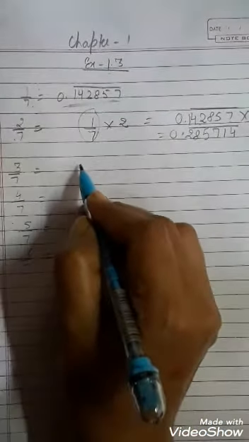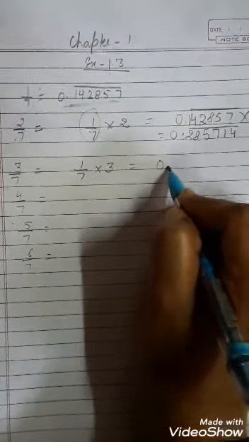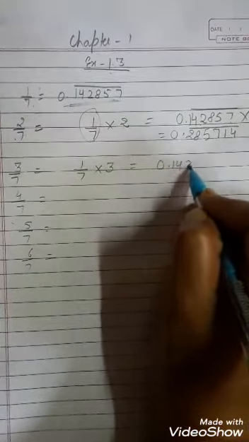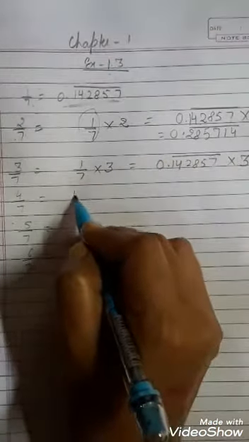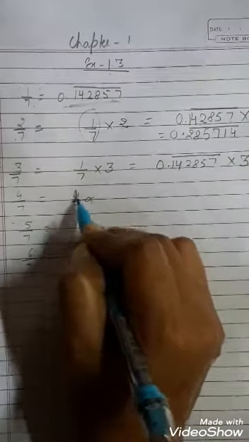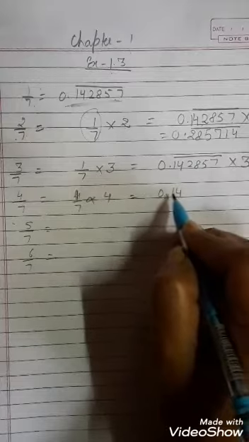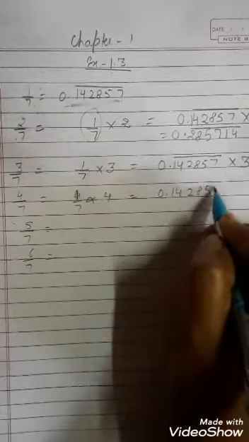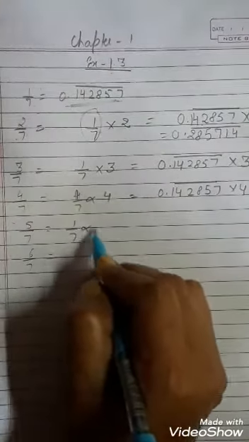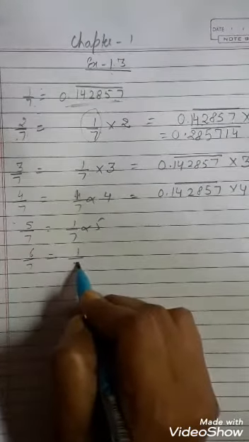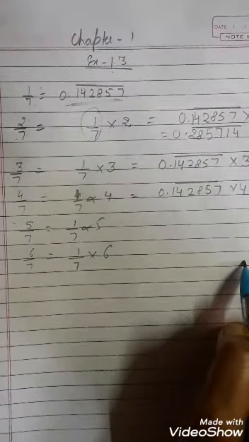Same for 3 by 7. We can write 3 by 7 as 1 by 7 multiplied by 3. So 1 by 7 we already have, 0.142857 bar, multiplied with 3. Same for 4 by 7: we can write 1 by 7 multiplied by 4, and 1 by 7 we already have, 0.142857 multiplied with 4. Same as it is, 5 we can write as 1 by 7 multiplied by 5, and 6 as 1 by 7 multiplied by 6, and in the same form we can put it and after that we can get the answer.